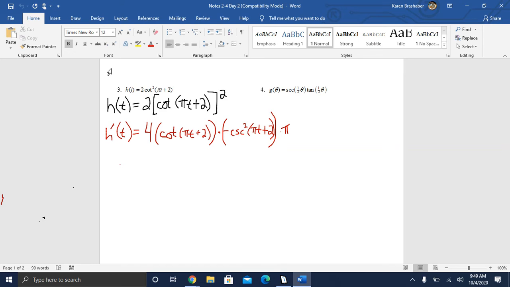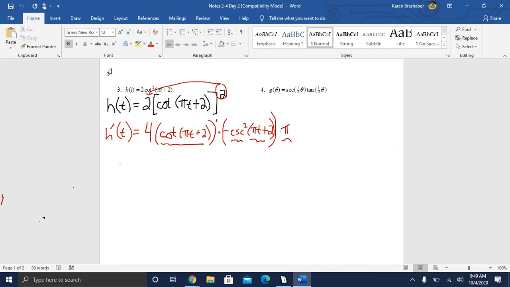So again, we started with the outside. We multiplied that and we reduced our exponent to 1, keeping the inside. So not changing the inside. Then we did the derivative of the inside of the parentheses, and we kept the angle. And then finally, we did the derivative of the angle.